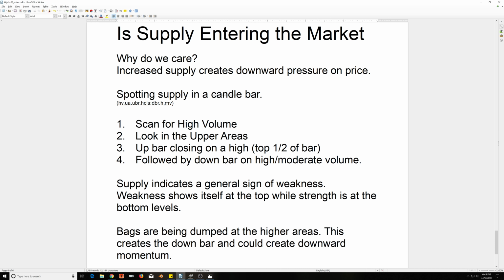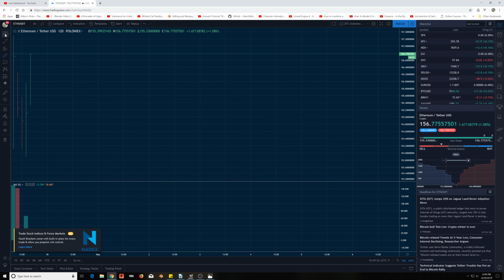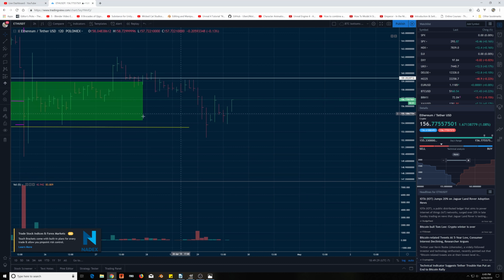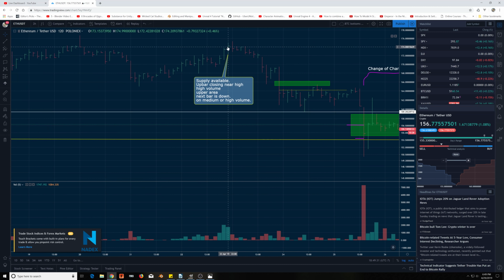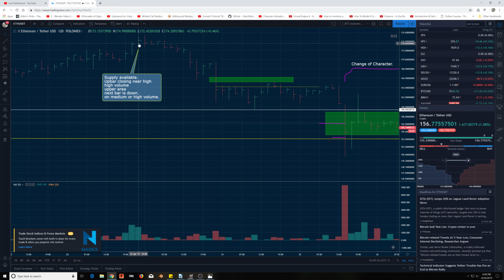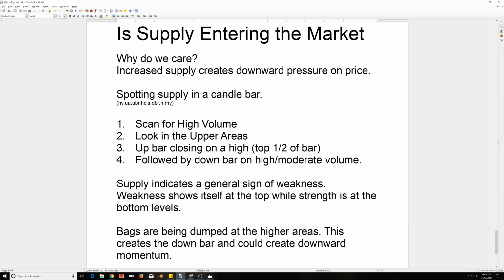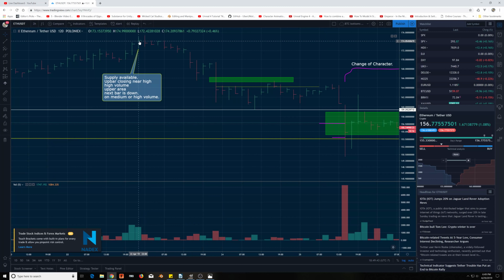Third thing, the upper bar closing. Let me scroll in. So the upper bar closing, this guy right here, is the up bar closing on a high? So it's at the top half of the bar, which it is. It's about a third of the way up there, isn't it? And putting our pointer right there, we can see good volume, right? This one was also on a high too. It had really high volume, and then this one was really high.